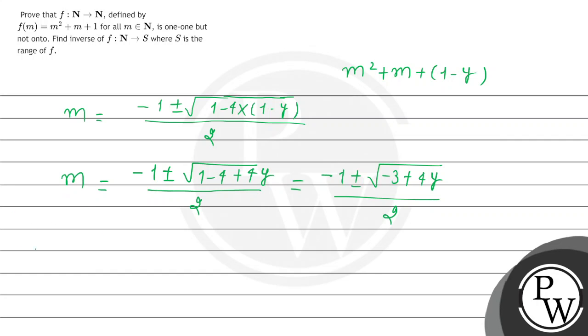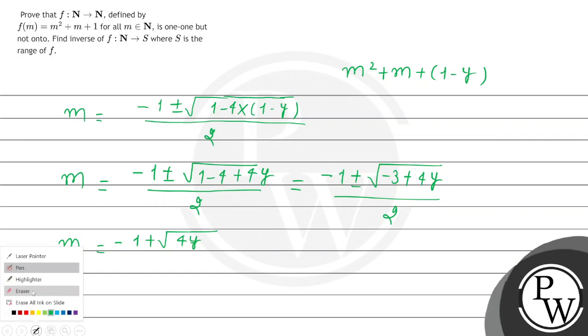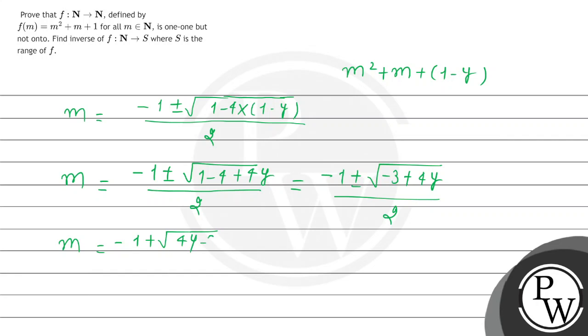So we can say finally we have two values of m. One will be (−1 + √(4y − 3))/2, and the second value will be (−1 − √(4y − 3))/2. So we can say finally we have the two values of m, and we have to select one of them.